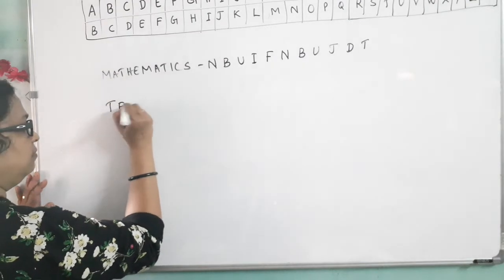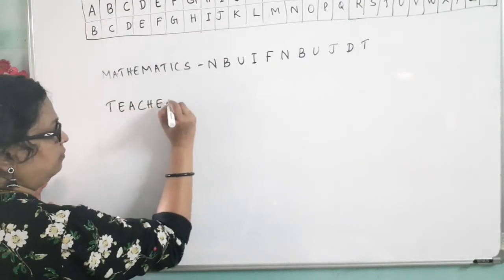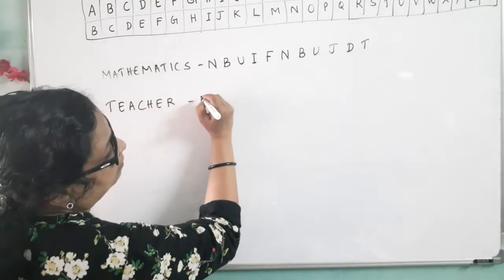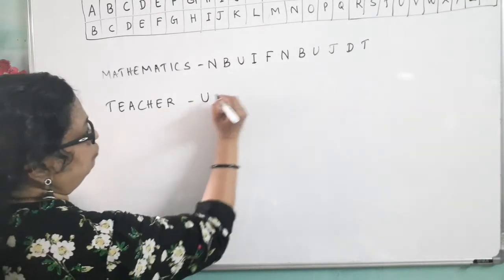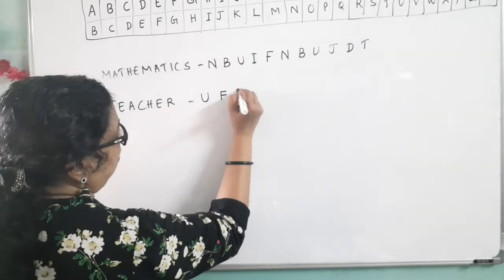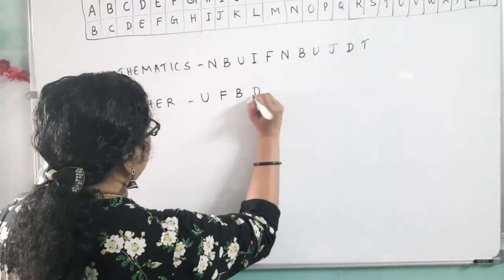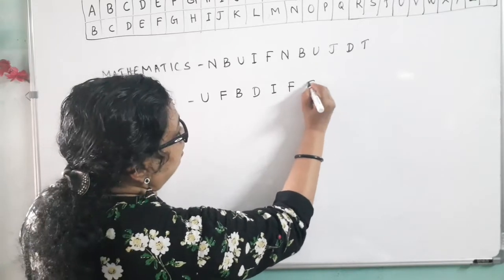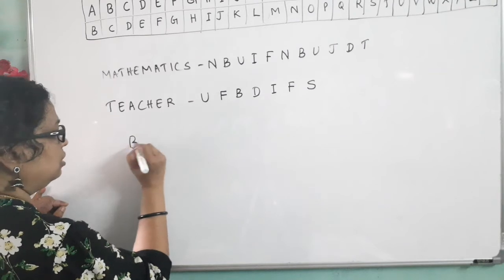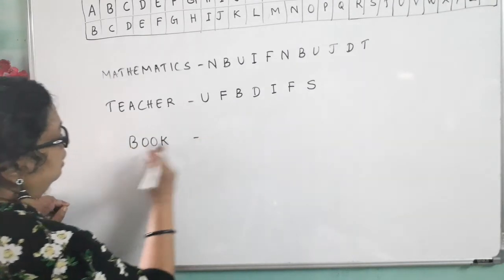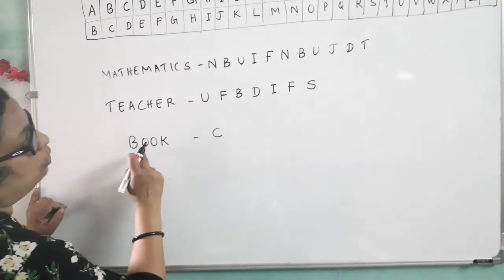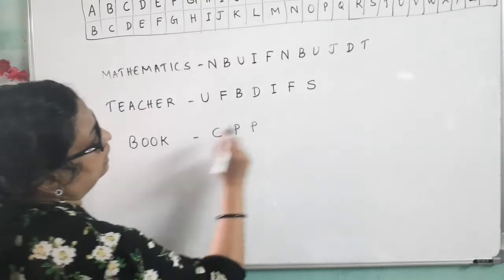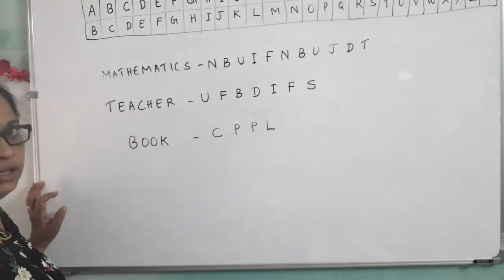Then teacher, with this pattern: T for U, then E for F, A for B, C for D, H for I, E for F, R for S. Then book: B, C, then O, P, again O, P, then K, L. In this way you can write.